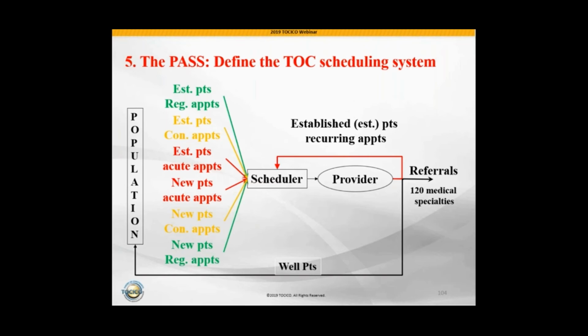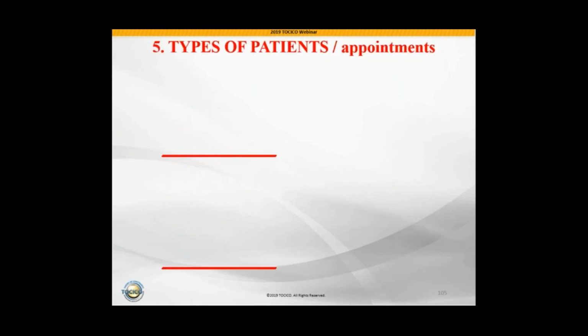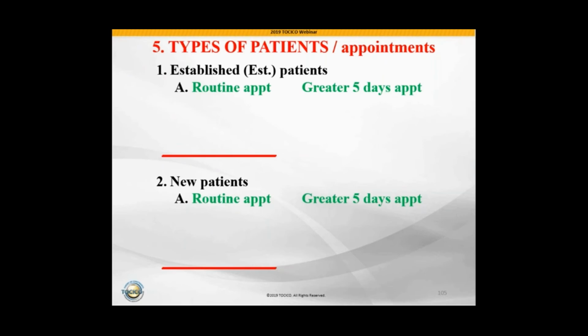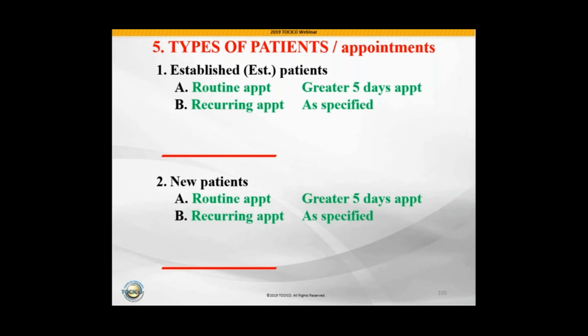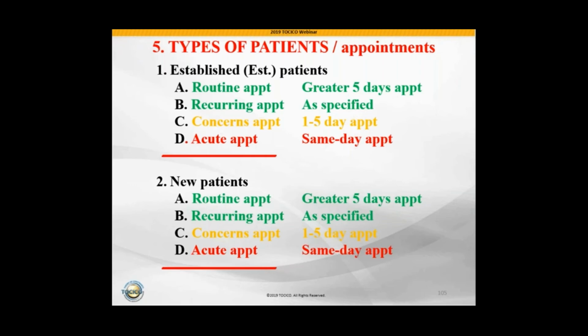Now, when I triage these patients, you notice I did it in red, yellow, and green, my buffers, right? We have new and established patient, a routine patient, the appointment can be greater than 5 days, a recurring appointment as specified by Medicare, Medicaid, insurance, whatever. Concerned patient, I want to get into the practice in 1 to 5 days. An acute patient, I want to get in today. So the role of that scheduler is to triage the patients.